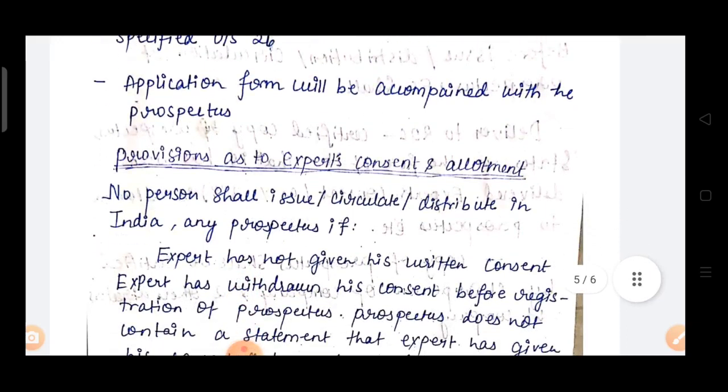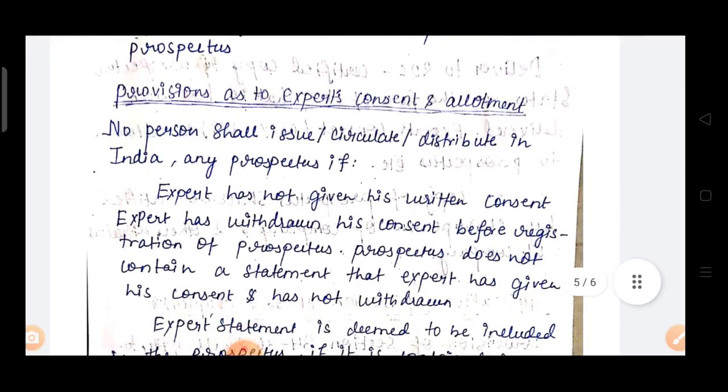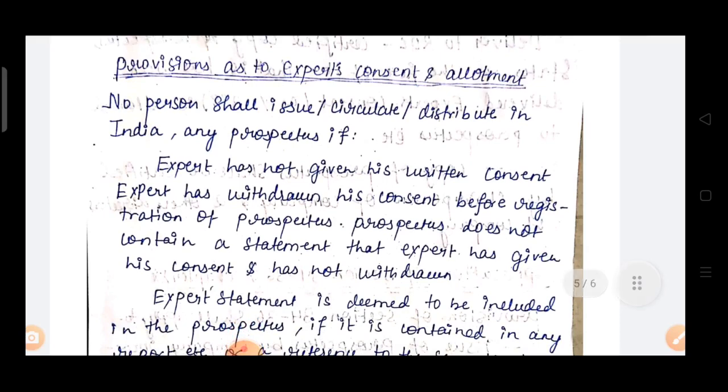Now, provision as to expert's consent and allotment. No person shall issue, circulate, distribute in India any prospectus if the expert has not given his written consent. It means expert consent is a must at the time of issuing the prospectus. If there is no expert consent, then this prospectus cannot be issued. Now, the expert has withdrawn his consent before registration of the prospectus.